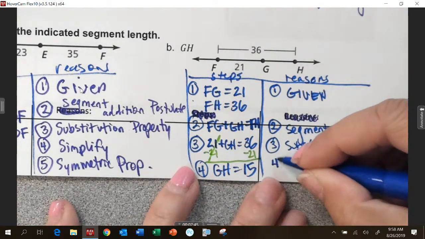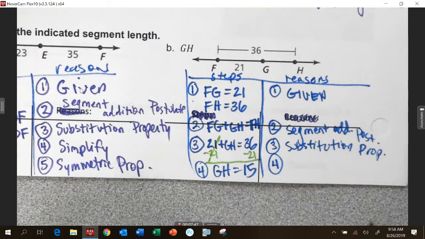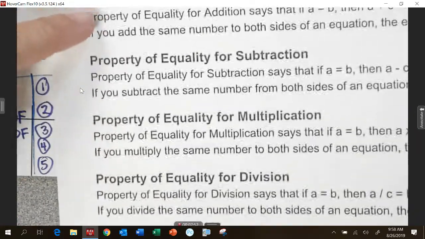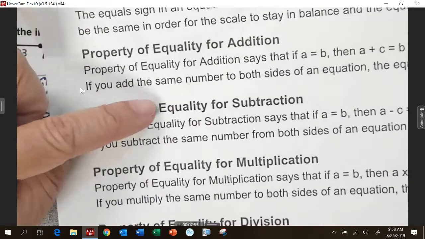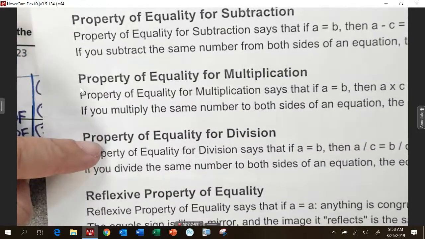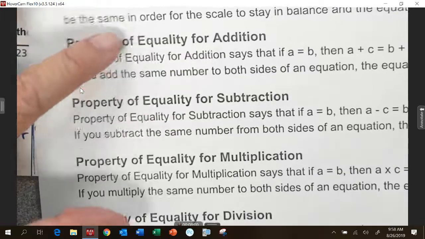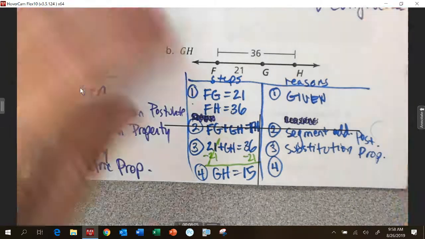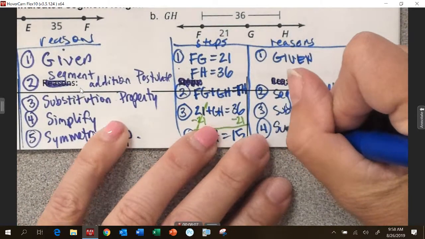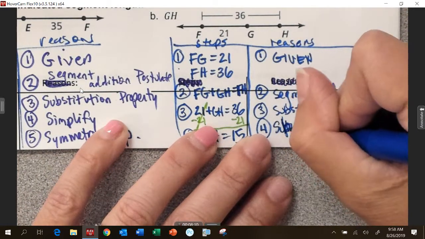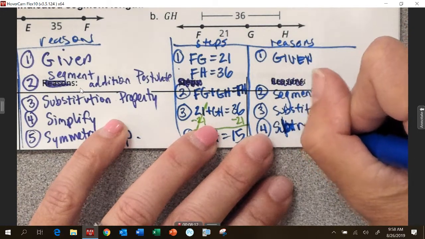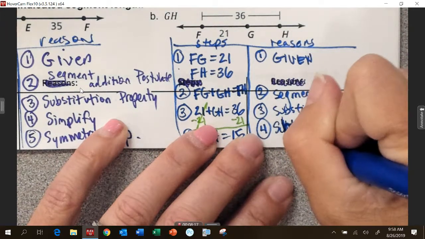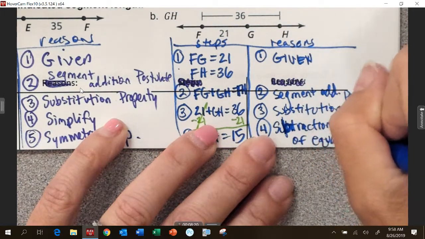So what allowed me to subtract the same number from both sides? If you do not know, there's a bunch of properties that are kind of all the same. Property of equality for addition, subtraction, multiplication, division. Those allow you to do the same thing on both sides of an equation and keep it equal. So this is called the subtraction property of equality. I should really use my pen that erases. Subtraction property of equality.